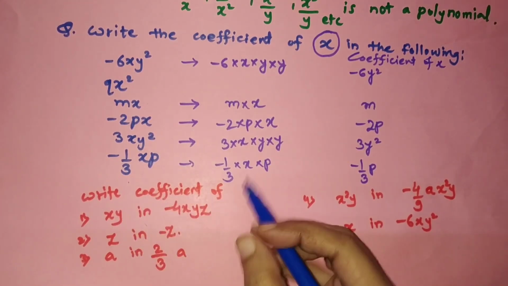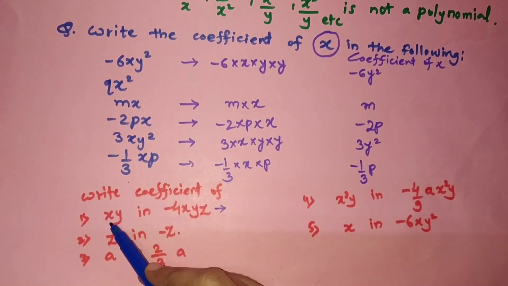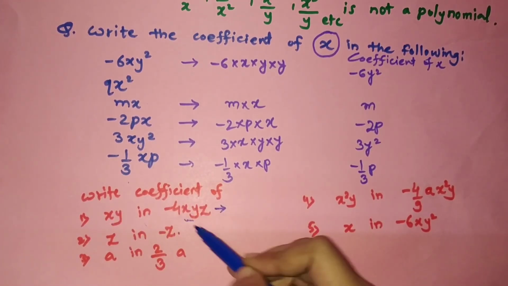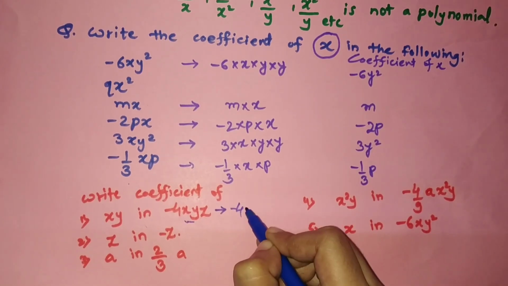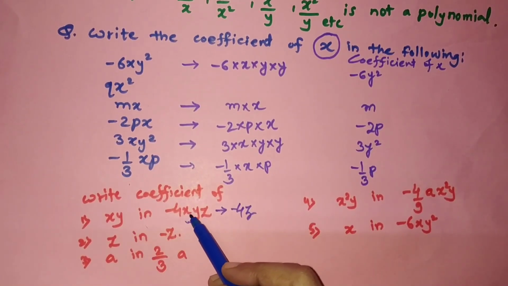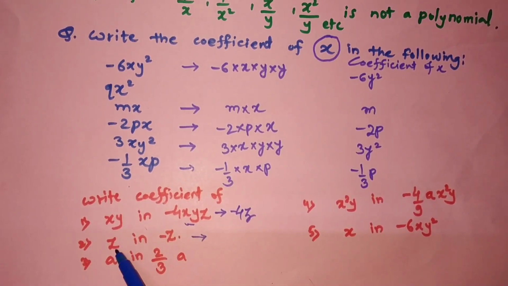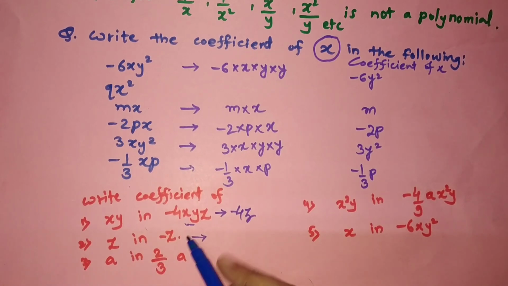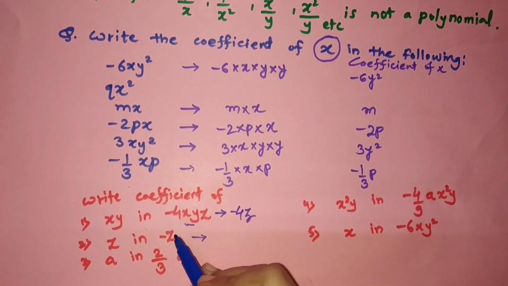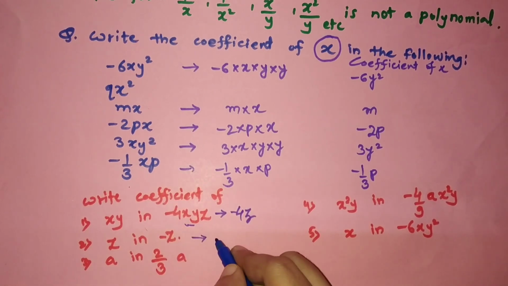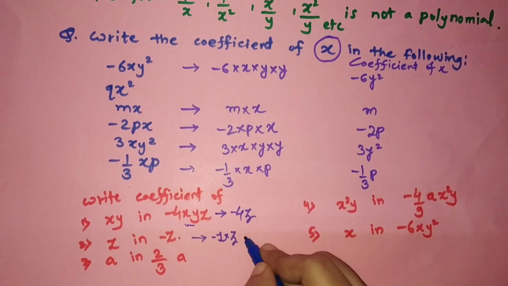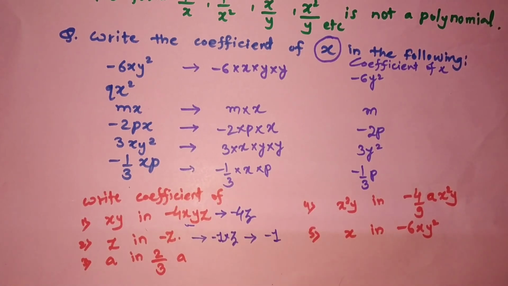Now we will write down the coefficient of xy in minus 4xyz. So here we need to find the coefficient of xy. This xy is multiplied by minus 4 and z. So its coefficient is minus 4z. And now in this case, we need to write down the coefficient of z in minus z. So friends, you must ensure that minus z is there. Actually minus z is nothing but minus 1 multiplied by z. So its coefficient is minus 1. If nothing is there, by default the numerical coefficient 1 is there.